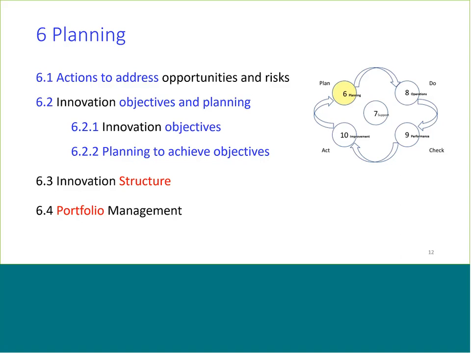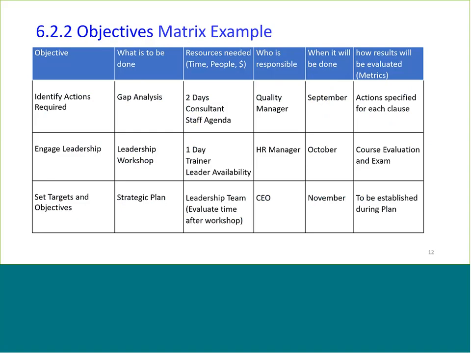So here we find opportunity and then we evaluate the risk that associates. Clause 6.2, very similar to 9001. And then you'll notice a couple of additional clauses, structure and then portfolio. And I'll come to those shortly. So I'm going to jump into 6.2 and show you what an objective matrix might look like.